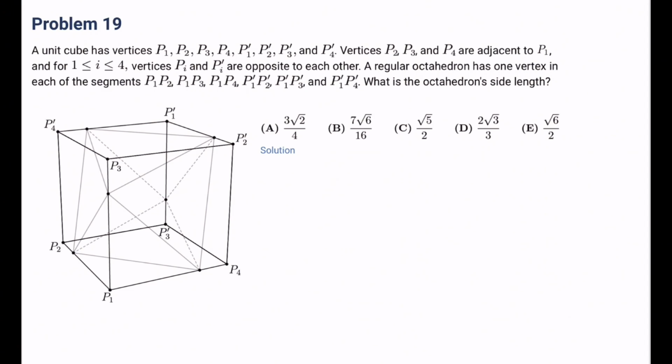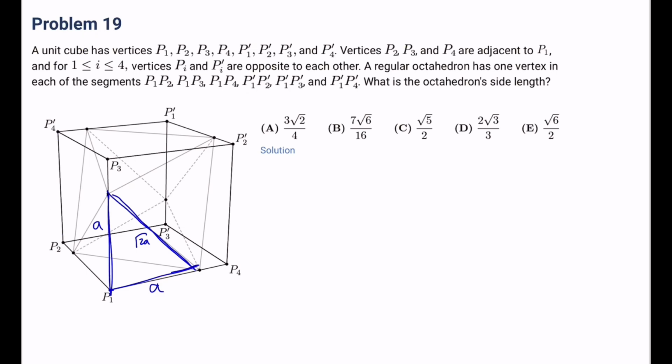Okay, so basically what we want is this length. And notice that if we say that this length is A, then this will also be length A. So this will also be length A, and therefore this must be root 2 A. And since it's a unit cube, this is just going to be 1.